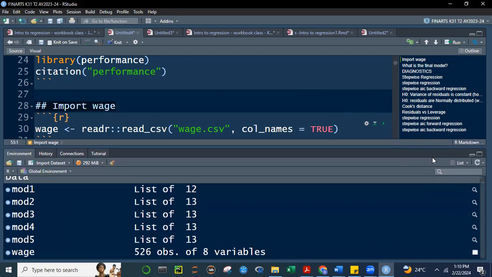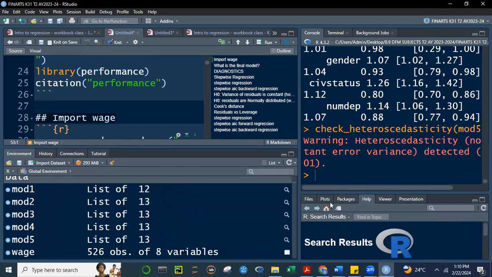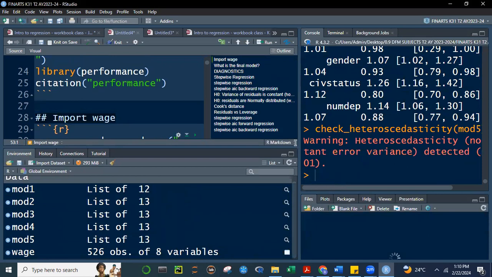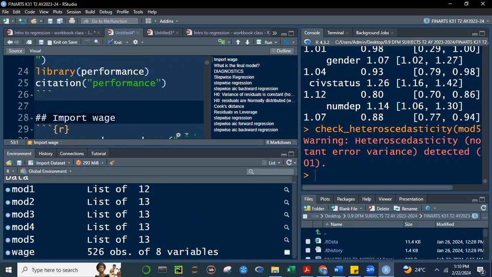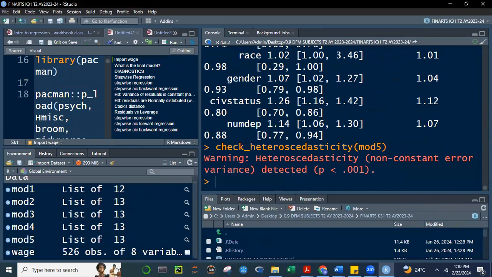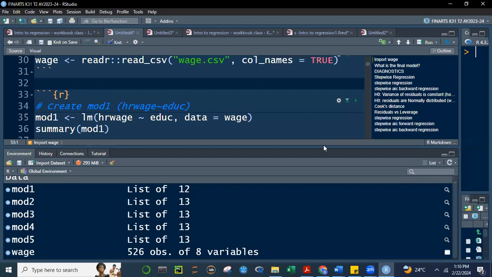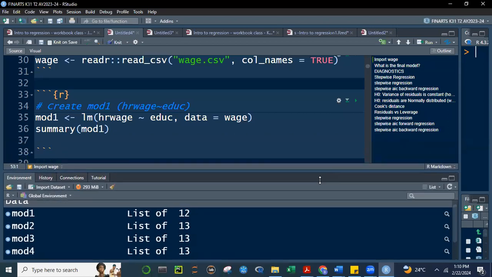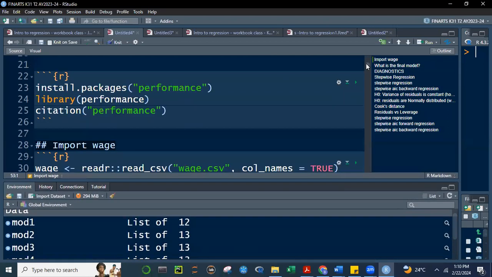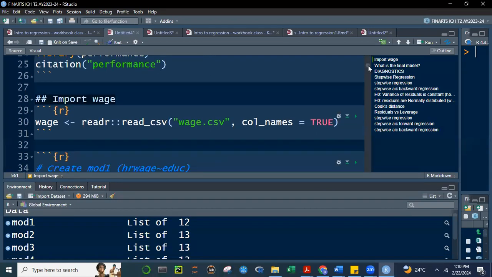So that dataset should be part of your files. Okay, and we have learned many times how to load your dataset to R. So this is our dataset.